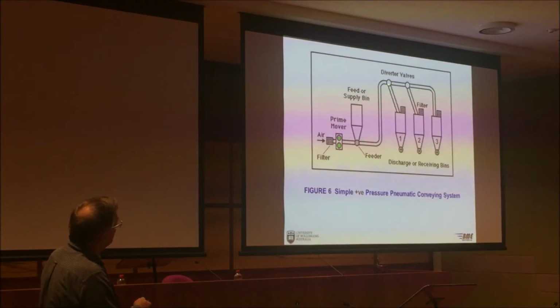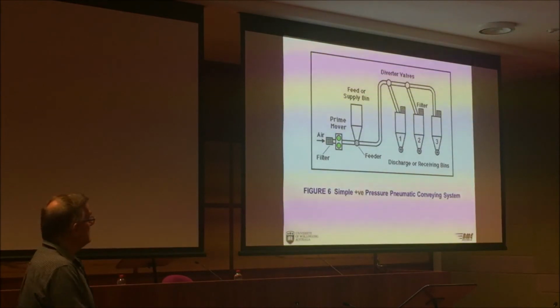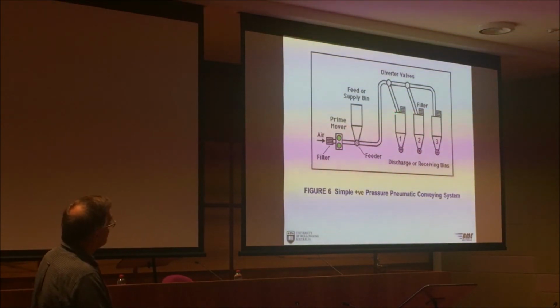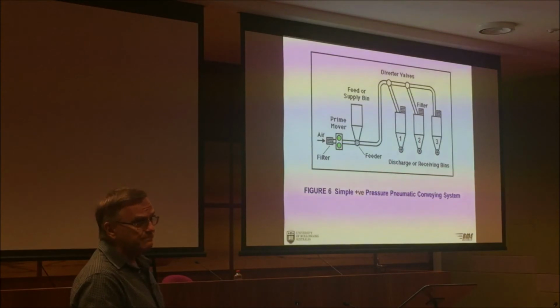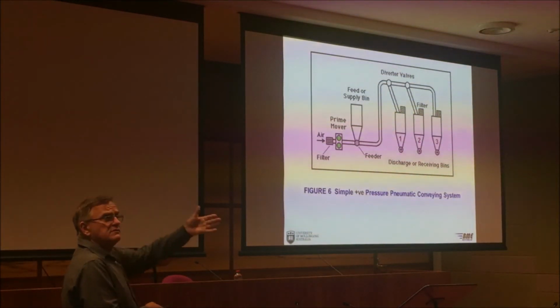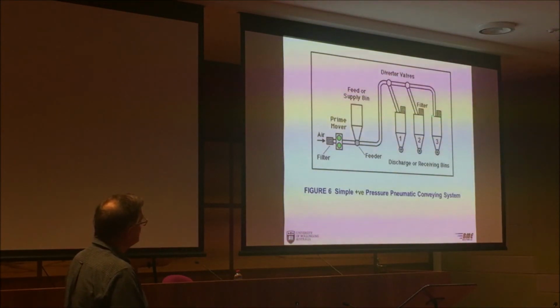And you'll notice we've got diverter valves there to achieve those multi-destination operations. And then we have a filter. We can have a filter on each bin, or you can try and match them up at one central filtration system. I prefer this, each system separate. So these are called the receiving bins, these are your feed or supply bins.